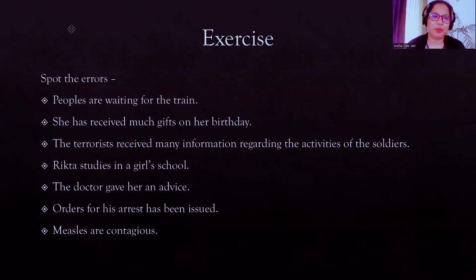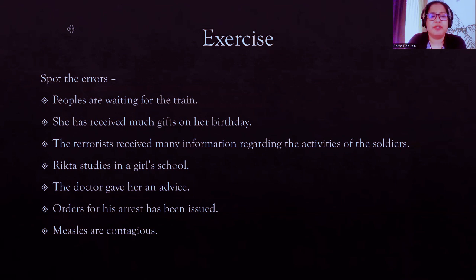So far I hope you've been liking the rules about uncountable and countable nouns. Let's now try to spot the errors in these sentences. "Peoples are waiting for the train." Yes, that will be "People are waiting for the train." People will always take a plural verb.